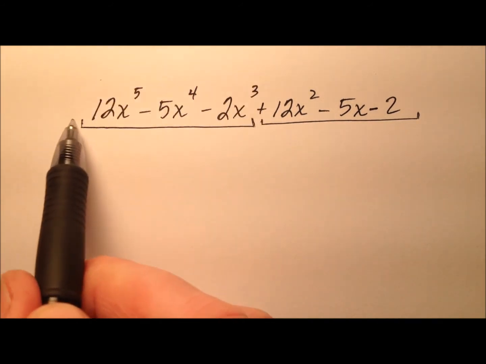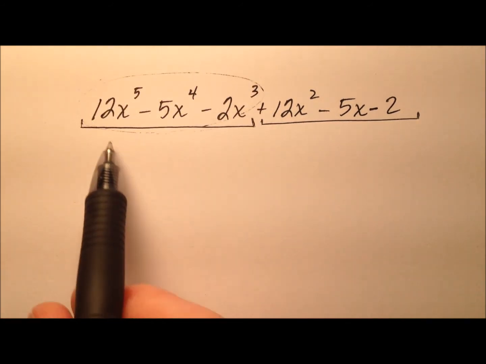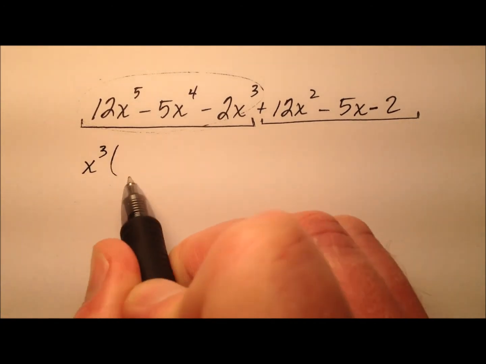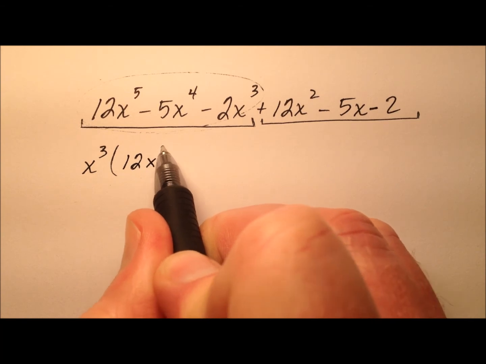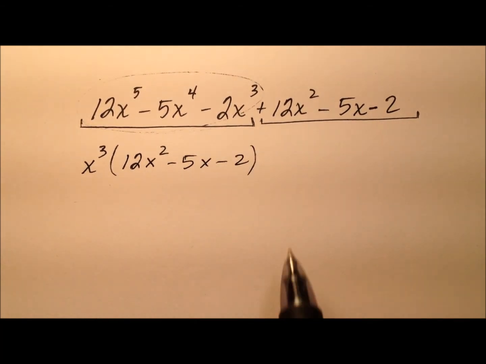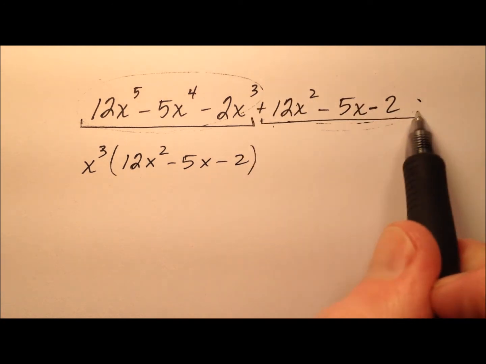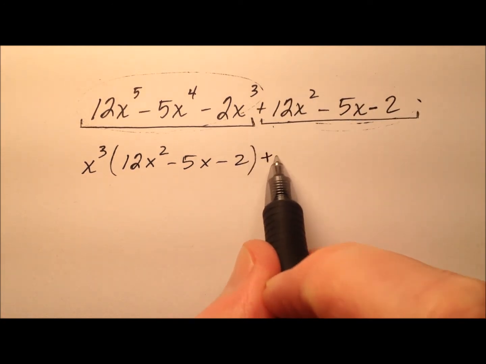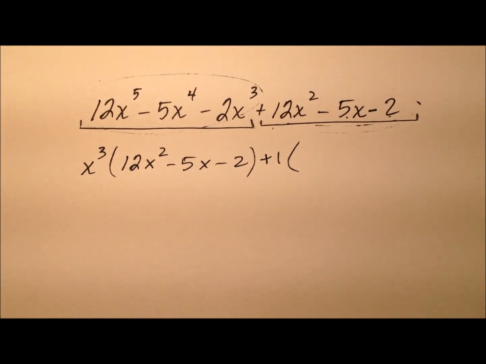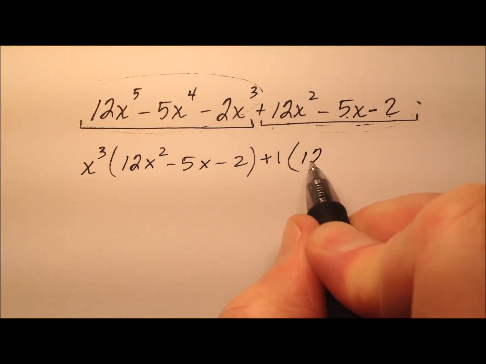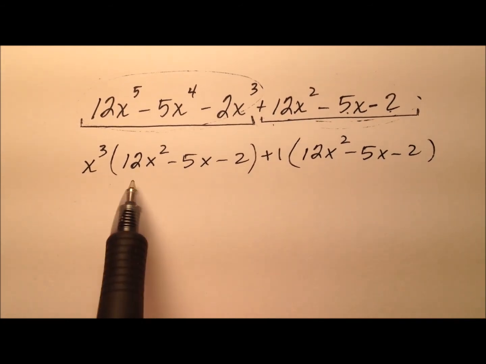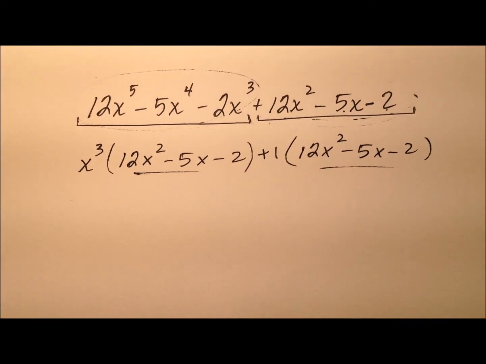So the greatest common factor of this first set looks like it's going to be x cubed. So when I factor that out, I'll have 12x squared minus 5x minus 2 left over. And it looks like for the greatest common factor here is just a positive 1, because there isn't a greatest common factor bigger than 1. So when I take that out, I'm left with 12x squared minus 5x minus 2, which is the same thing as I had here also.